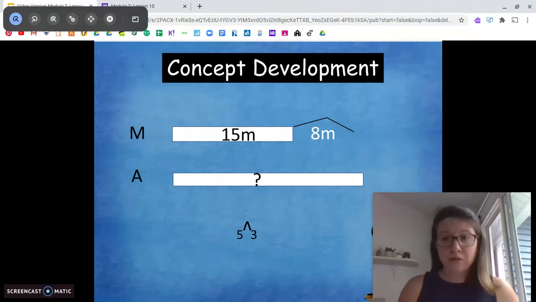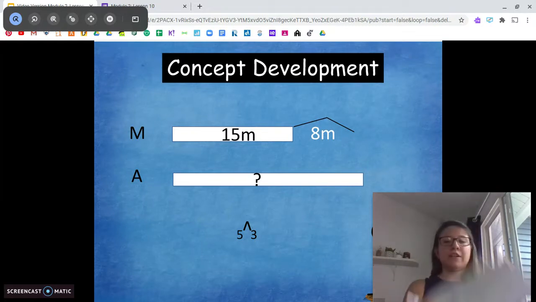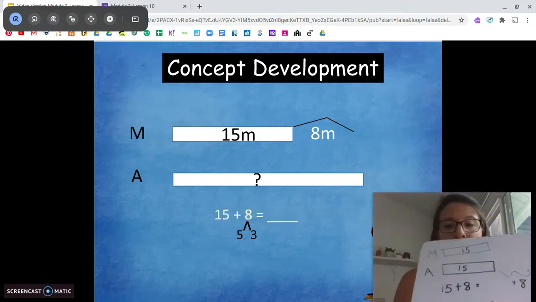Got yours? Solve it. Then pause and come back when you're ready. Ready? Okay, let's break it down. Your addition sentence should have been 15 plus 8.